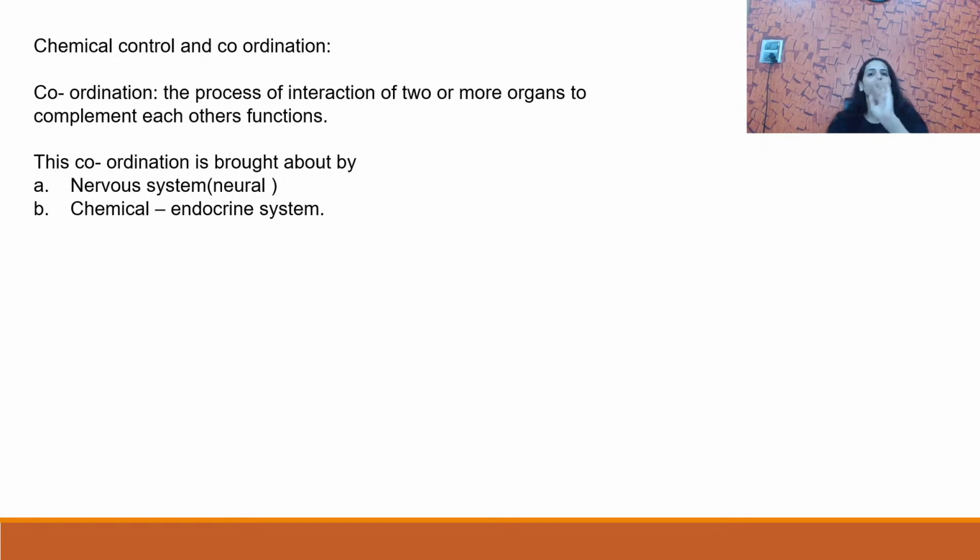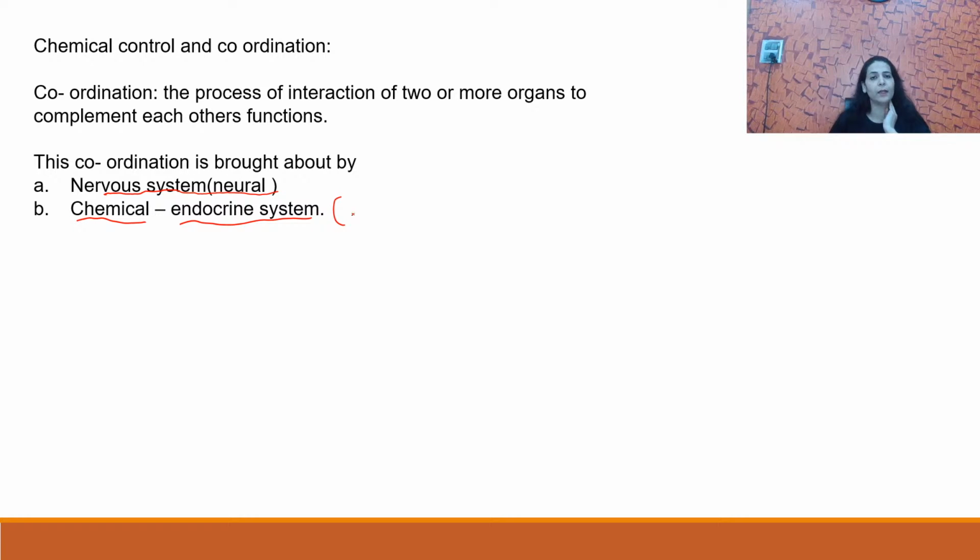We are learning chemical control and coordination, which is part of 11th NCERT. This is the last chapter of the NCERT in 11th, right? Before this chapter, there is a chapter on neural control and coordination. Both of them talk about control and coordination. That is why I have mentioned here that the coordination is brought about by the nervous system, and we do not use the word nervous these days, we use the word neural, and also by chemicals, which is the endocrine system.